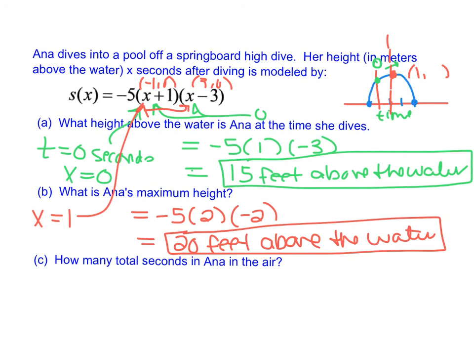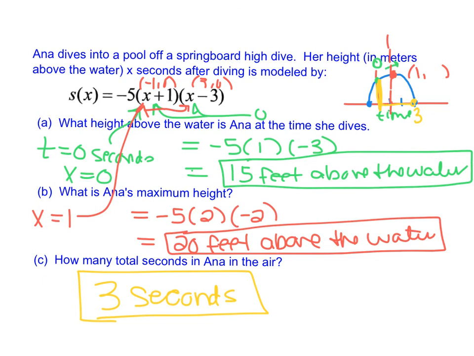Now this last part says, how many total seconds is Anna in the air? And for this, we can actually refer right back to our graph. If we look carefully, at time 0 is where we start, and our x-intercept at 3 seconds is when we are hitting the water. So here we can see that we are in the air for a total of 3 seconds because we start diving at time 0 and we're entering the water at time 3, which represents 3 seconds in the air in total.